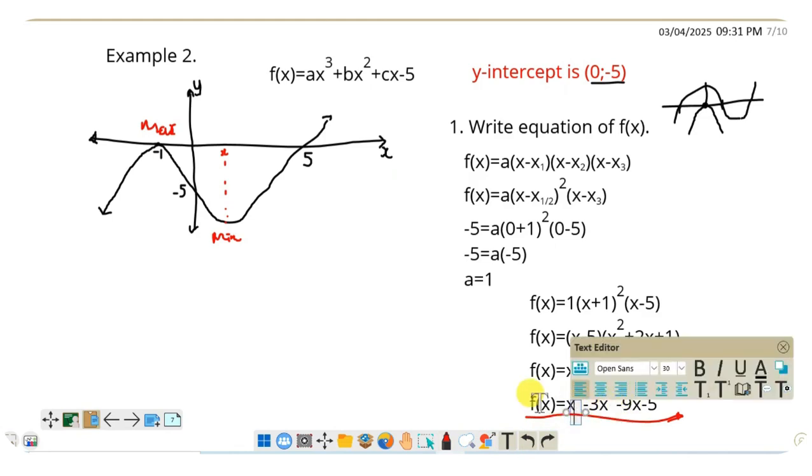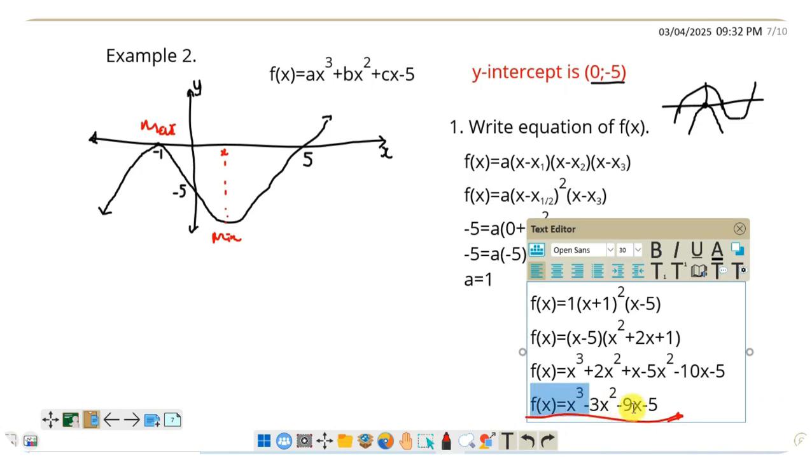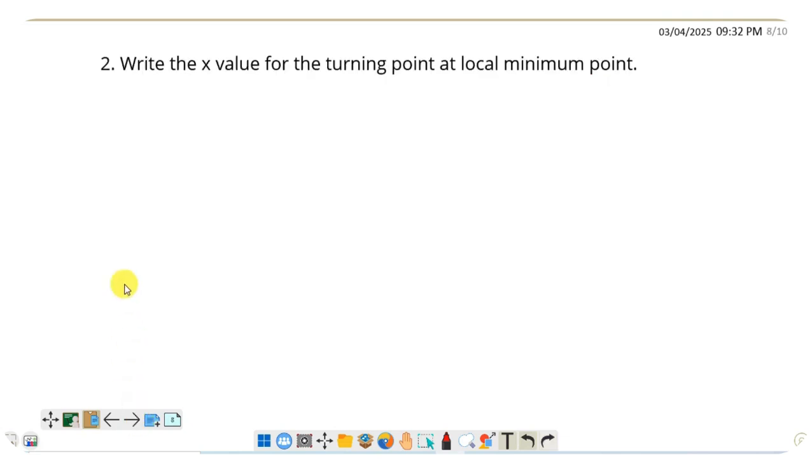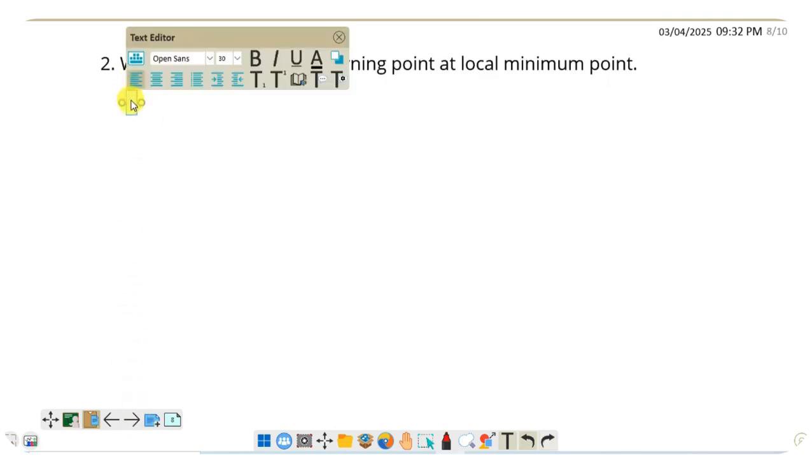So what I'm going to do is copy this so that we can then derive. Put it here. This is the equation. Now we want the local point. What do we do when we want the local point? Derive once, right? Derive once, and we equate to 0.